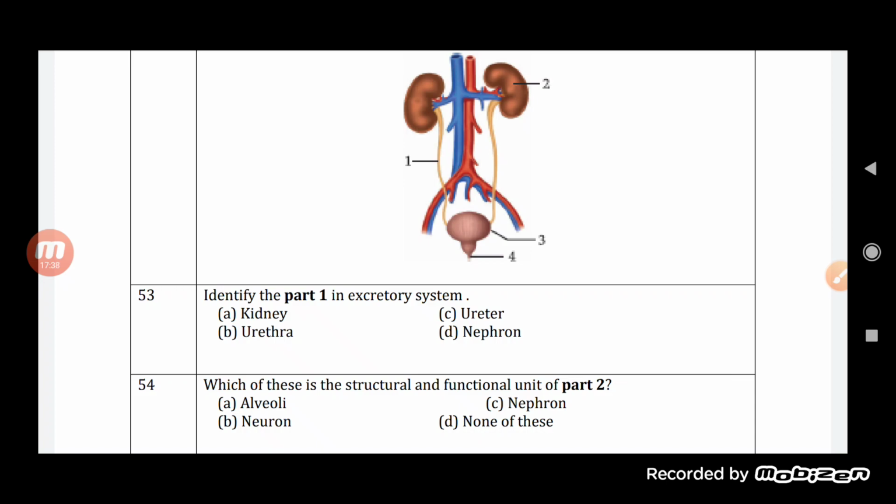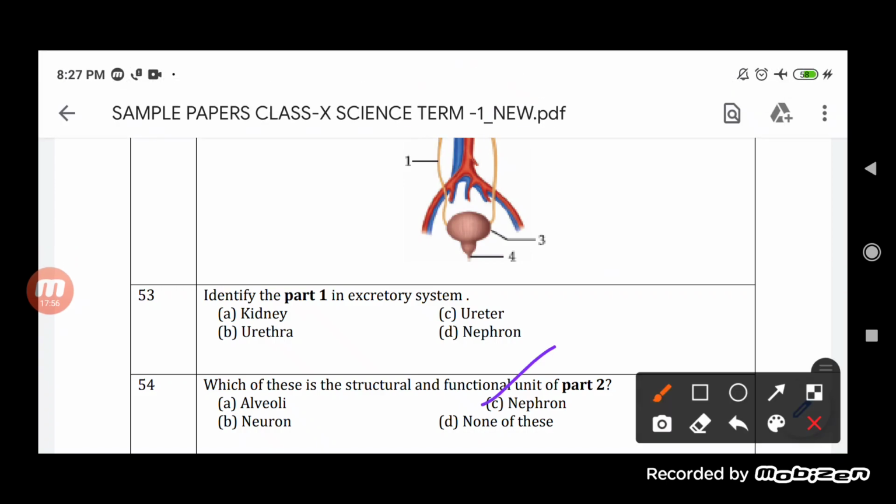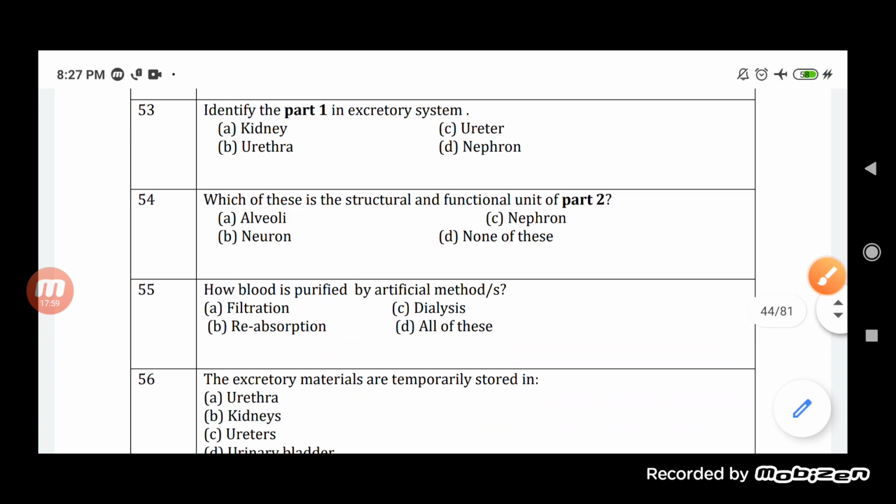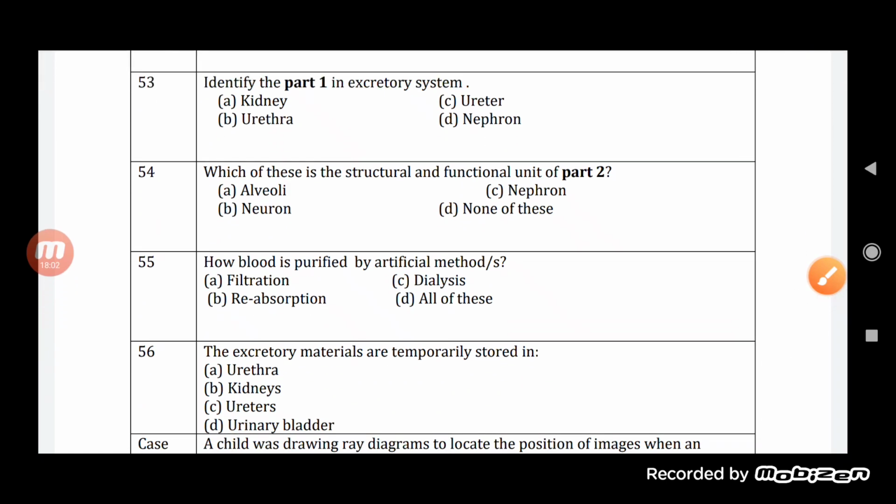Now, which of these is the structural and functional unit of part 2? The structural and functional unit of part 2, that is the kidney, is the nephron. We know that it is the smallest unit of the excretory system. So the option will be C, that is nephron. Then the next one is how blood is purified by an artificial method. How can we purify blood with the help of an artificial method, students? Basically, blood is purified by the process of dialysis.